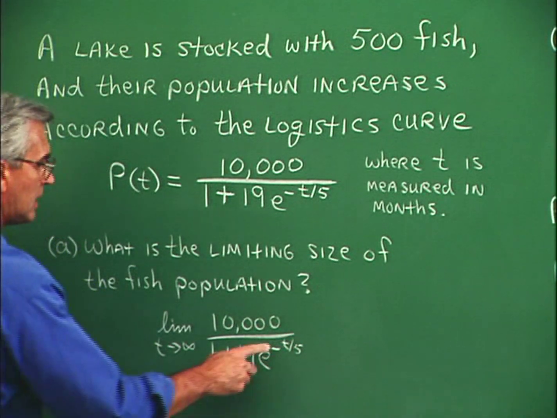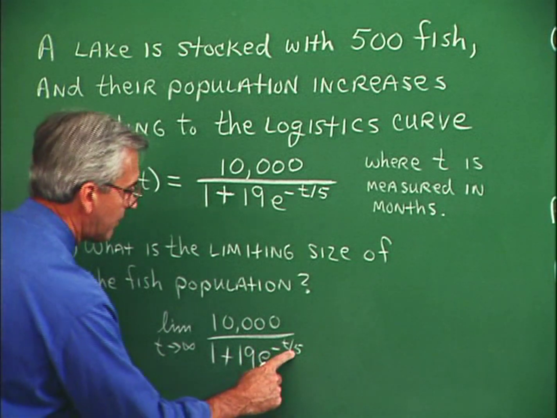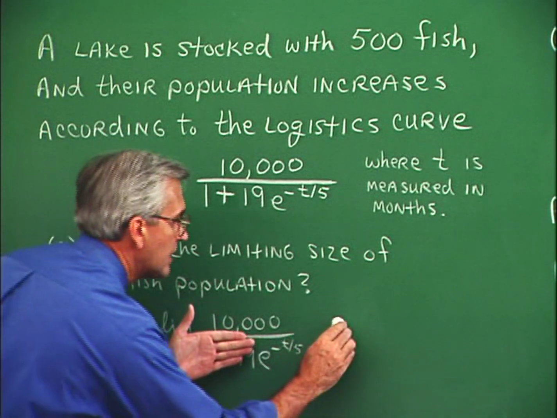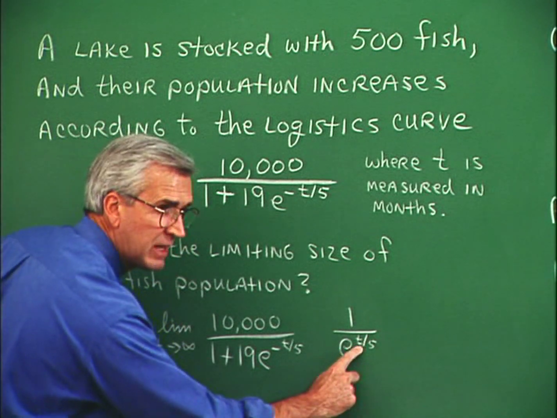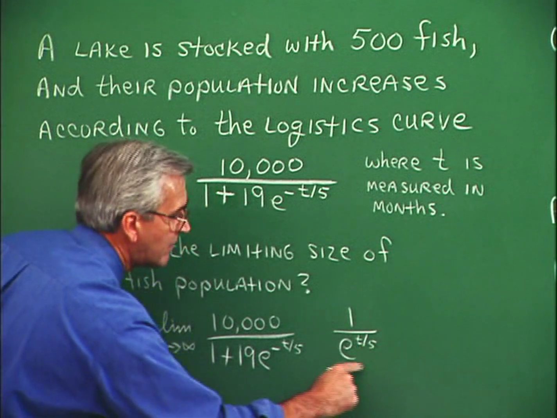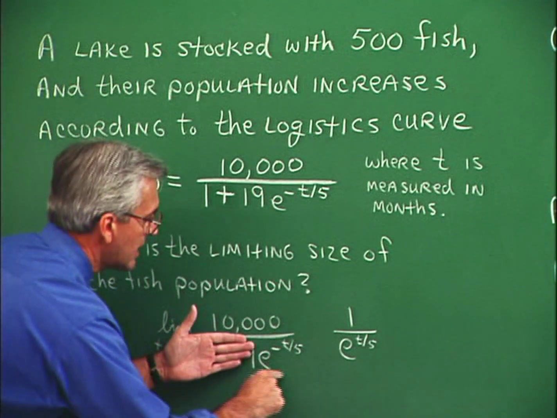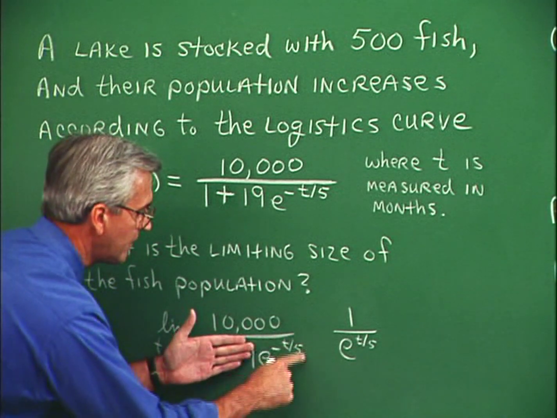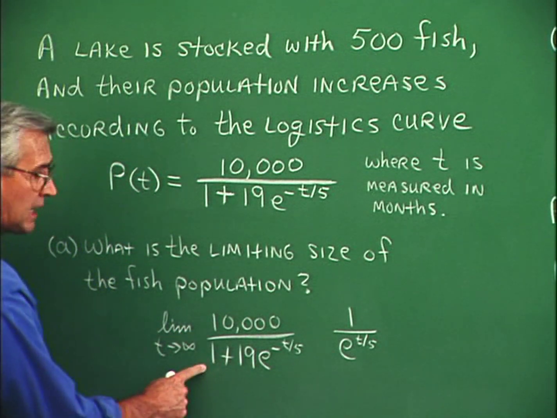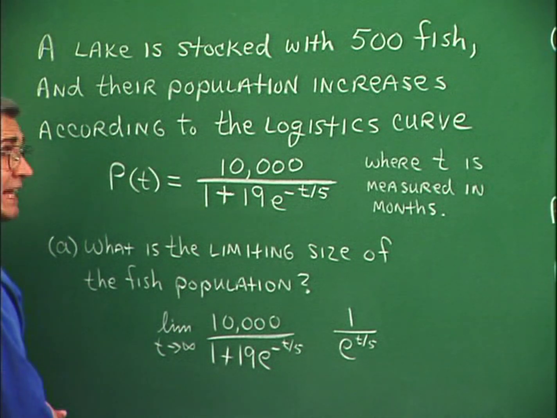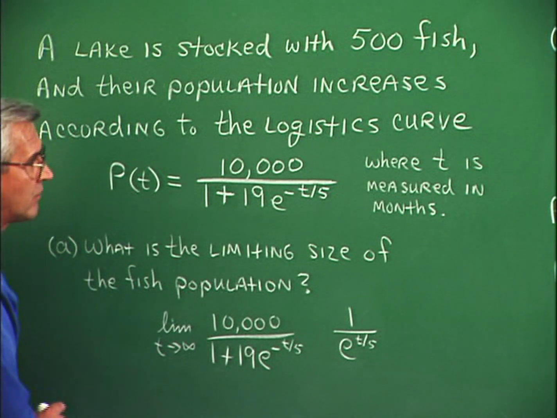Now think about what happens as t gets larger and larger. Understand this e to the negative t over 5 means that this right here is 1 over e to the t over 5. And as t gets big, this denominator gets very large, and so the fraction itself approaches 0. So this is approaching 0 as t gets infinitely large. And as this approaches 0, 19 times 0 is 0, so we have 1 in the denominator. So the population limit is 10,000 according to this logistic curve formula.